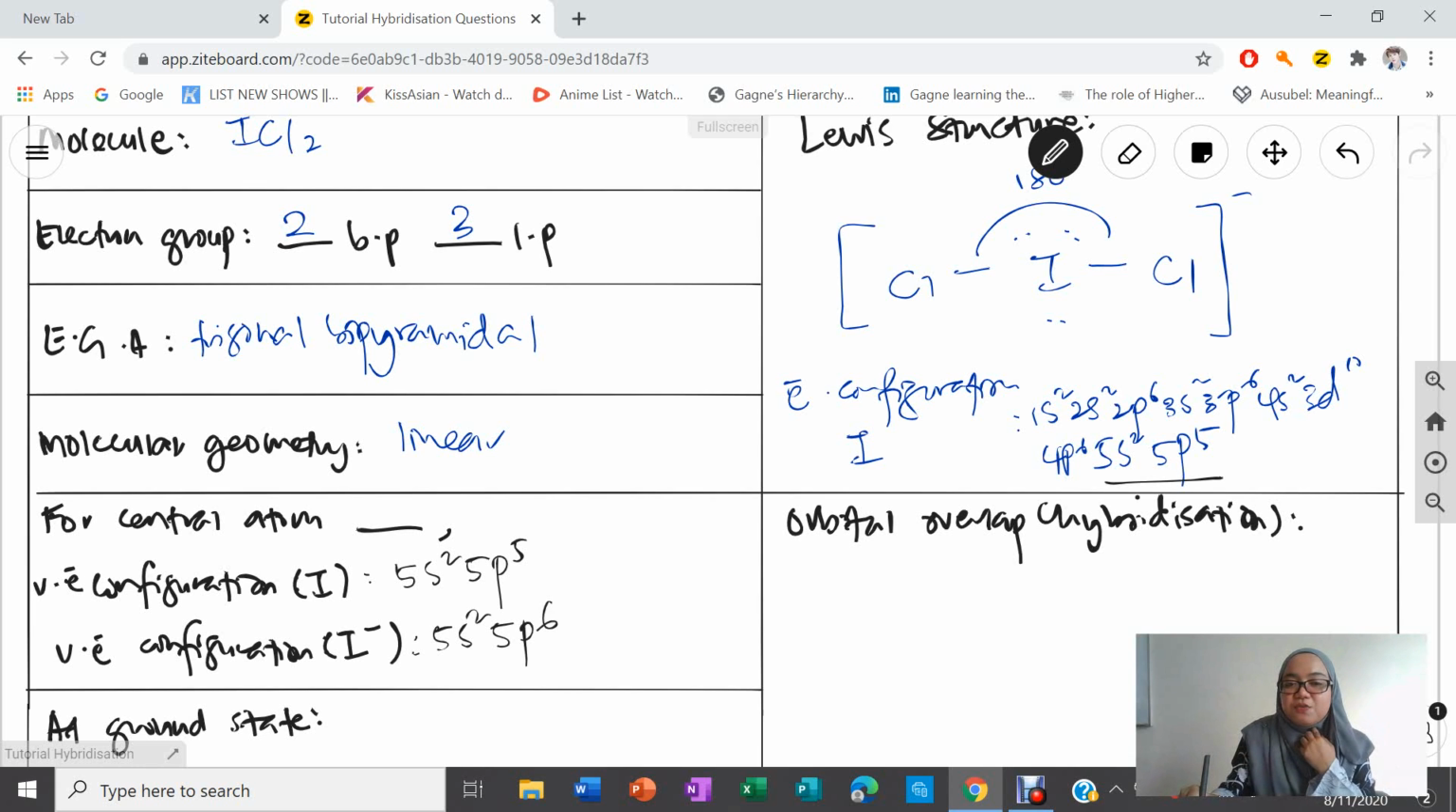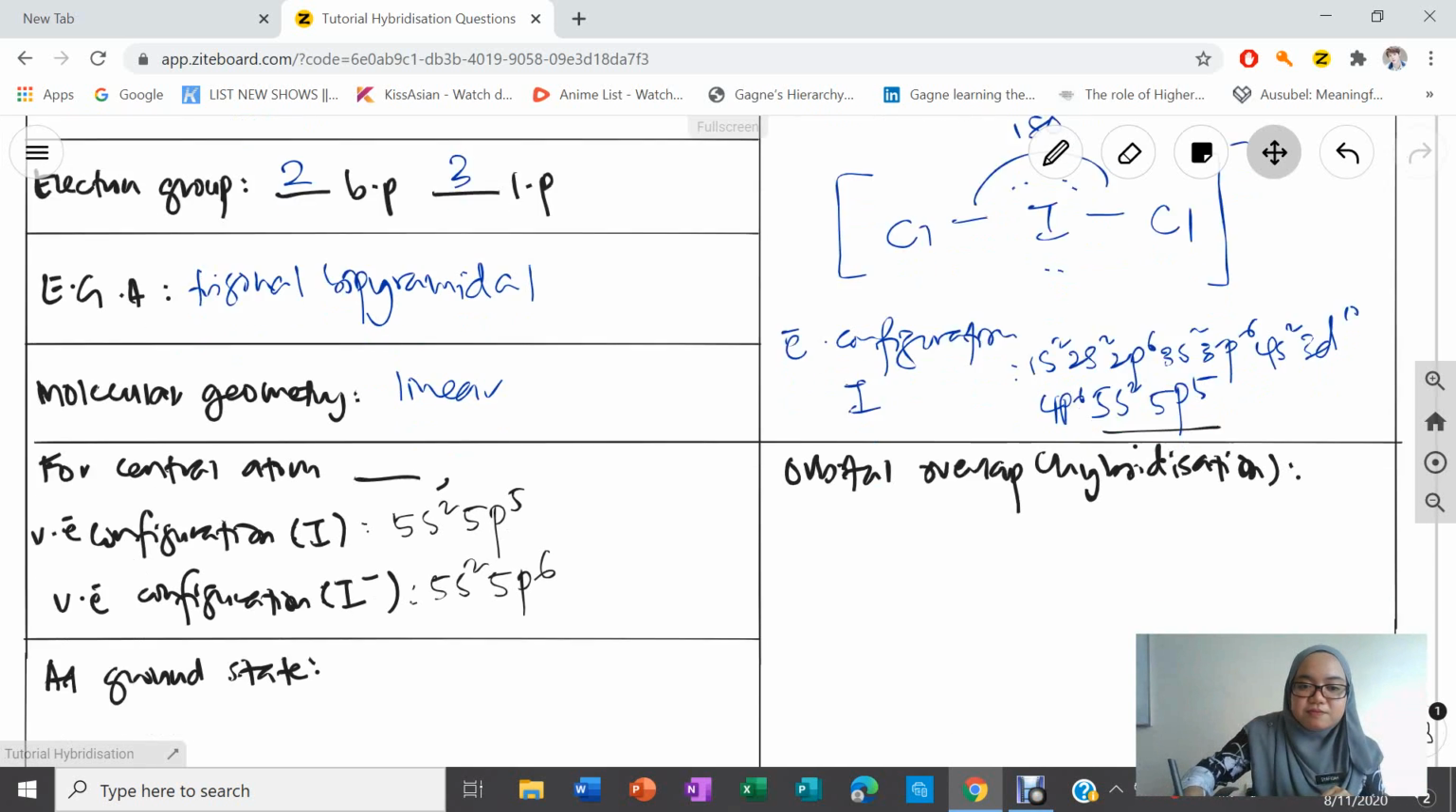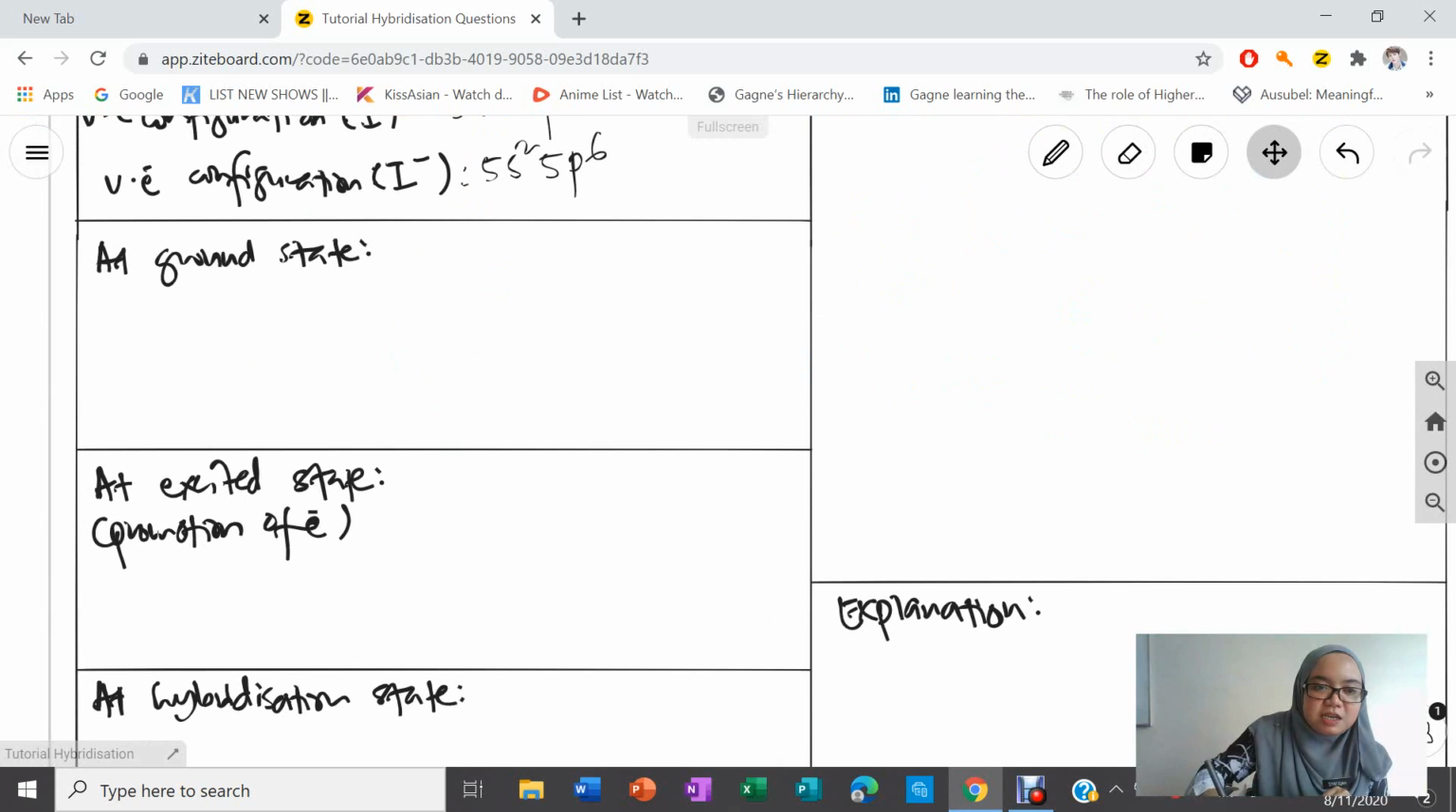Now, if we see around the central atom, it has 5 electron groups. So 5 electron groups is equal to the sp3d hybridization. Okay. So at ground state, I minus is 5s2, 5p6.